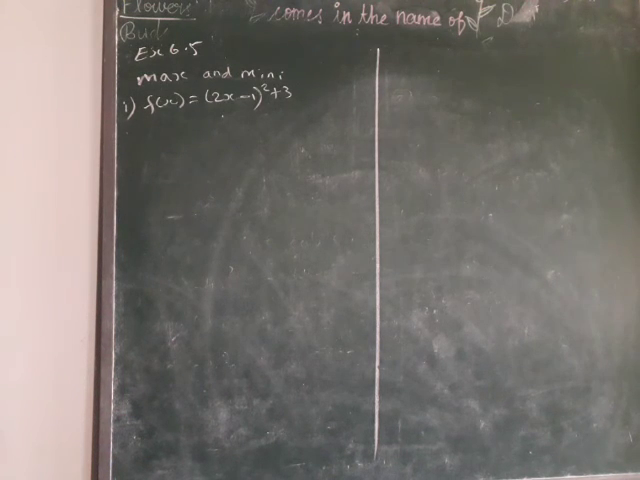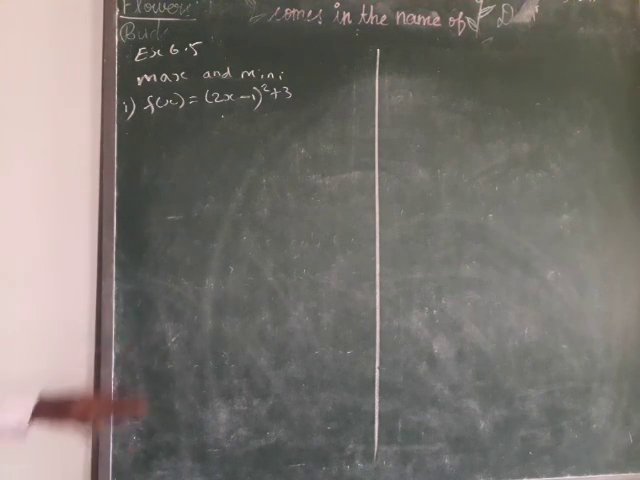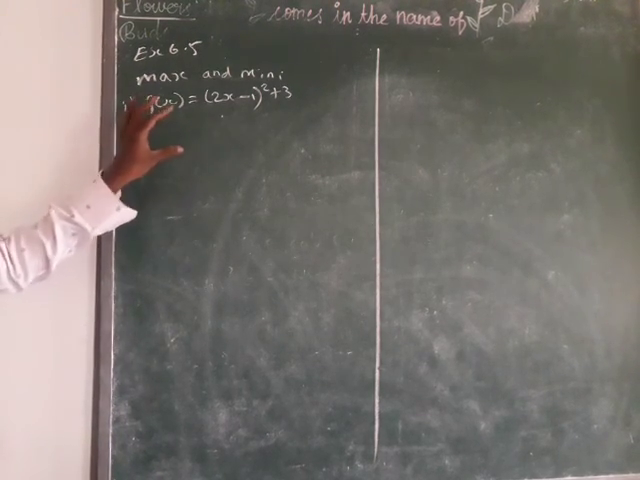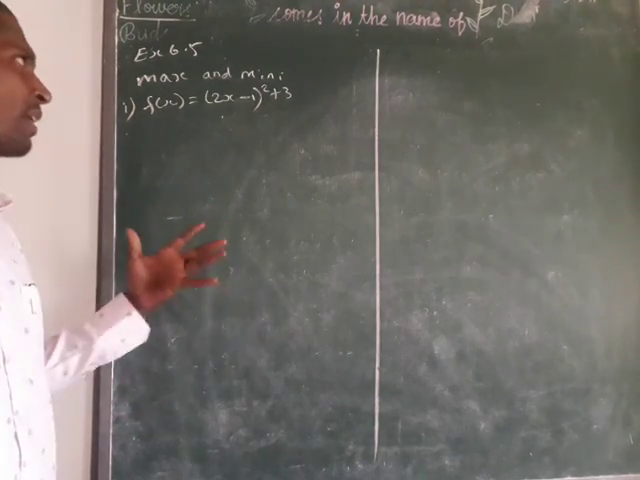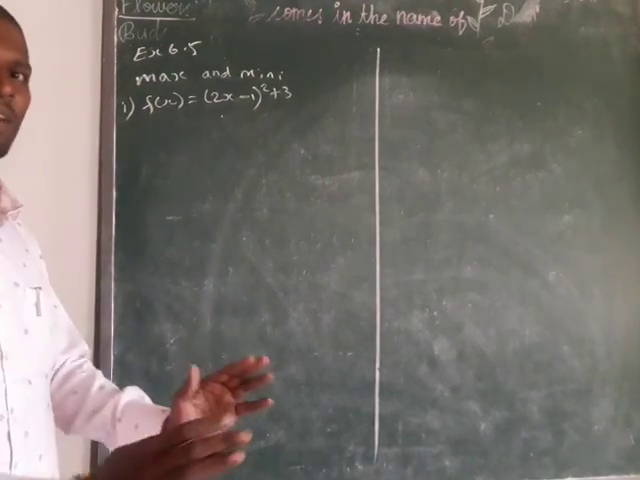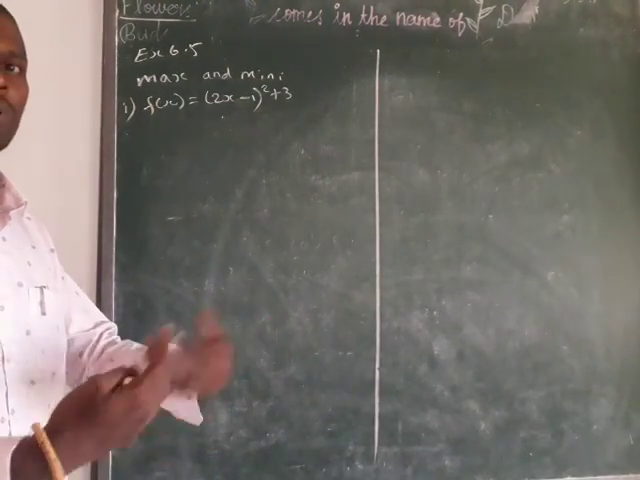In CBSE 12th standard exercise 6.5, they asked to verify the given function f(x) = (2x - 1)² + 3. What is a maximum, what is a minimum? Simple. Every function has how much it is able to give as maximum, and how much as minimum.